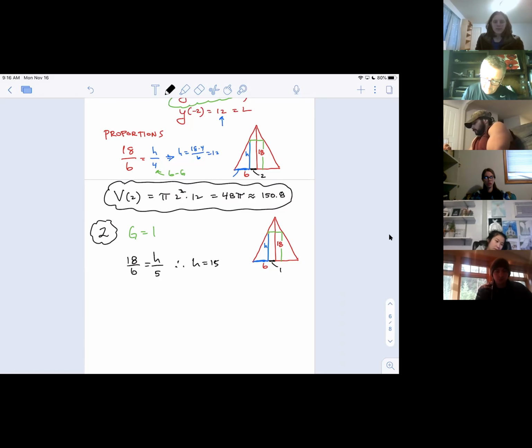So now I can say the volume of my cylinder, if I guess 1, is pi times radius squared times H. Well, that's only 15 pi, so that's kind of going in the wrong direction, you might say. My guess wasn't very good.